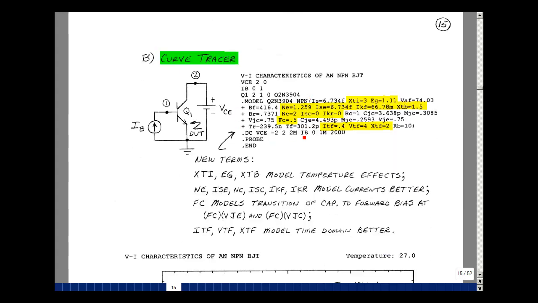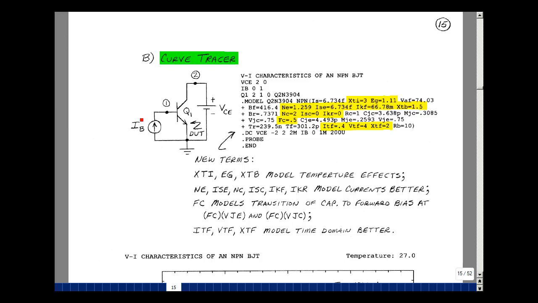What's shown here is a model for a 2N3904 NPN transistor that was included with the PSpice library in the student version. This is a transistor that we use in the ECE303 lab and is very common for hobbyists. The terms that we haven't talked about I've highlighted here in yellow, and the reason why there's so many of them is that between the base and the emitter there's actually 2 diodes, and between the base and the collector there's actually 2 diodes. This improves the modeling.